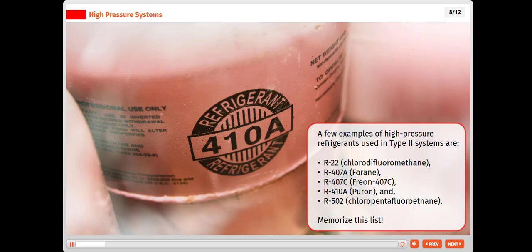A few examples of high-pressure refrigerants used in Type 2 systems are R22, chlorodifluoromethane, R407A, Furane, R407C, Freon 407C, R410A, Puron, and R502, chloropentafluoroethane. Memorize this list.